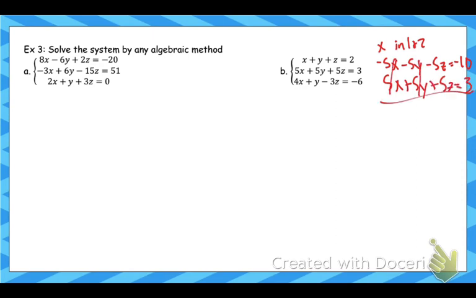Well, everything there cancels out. So I'm left with 0 equals negative 7. That is a false statement. False statements mean there's no solution. So there is not a place where all three of those planes intersect.